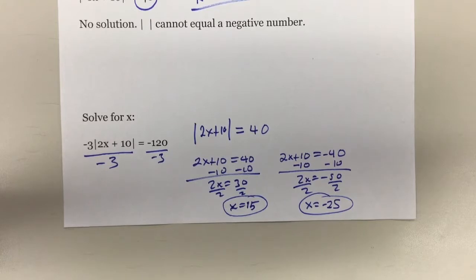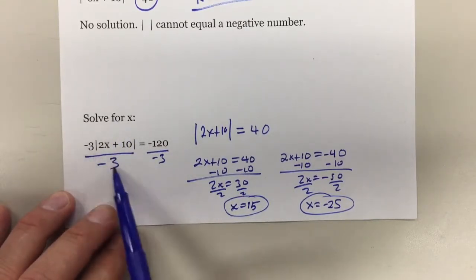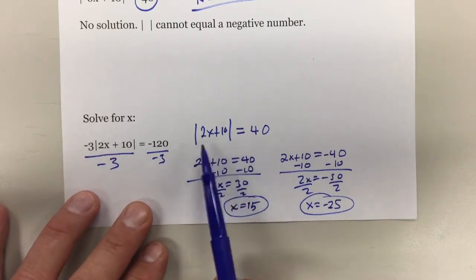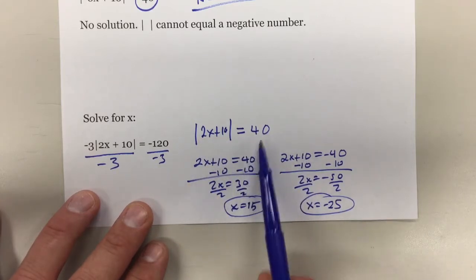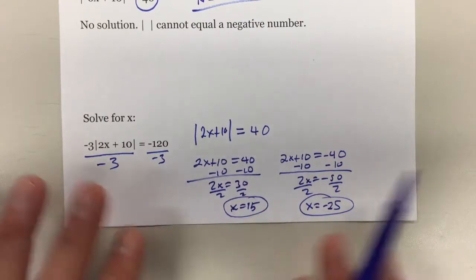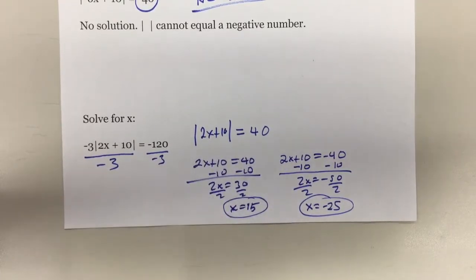So the key to these problems is to get the absolute value all by itself if there's stuff around it that's not inside the absolute value. And then you're going to write two equations. So you write what's in the absolute value down twice and set it equal to the positive answer and the negative answer. When you do that, the two absolute value symbols are gone. Okay? Once you write the two equations, you don't have to write the absolute value symbols anymore.